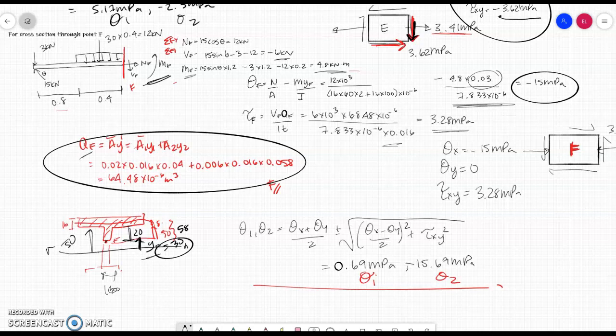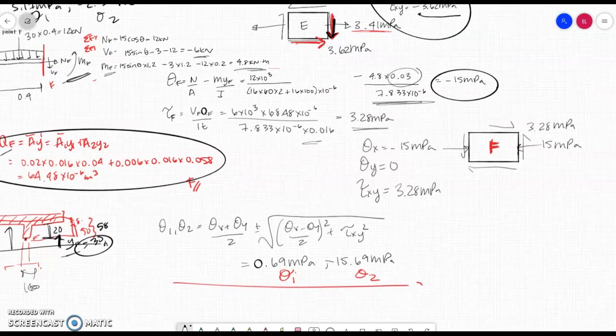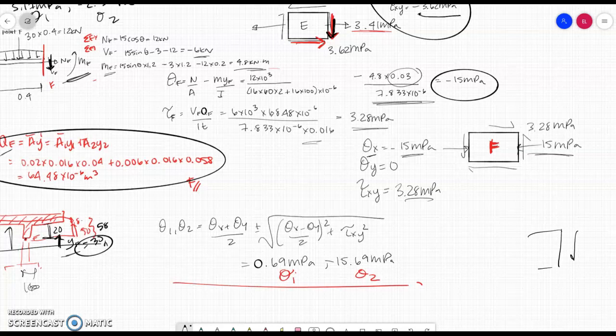Then the problem wants you to plot this on the stress element. So sigma x was negative, so we're going to draw that into the stress element. Then tau, this is the interesting part. So I had guessed that the shear force was going down. But then I was actually wrong. So I had determined it was this, and then our math told us it was minus 6 kilonewtons. So it's actually up.